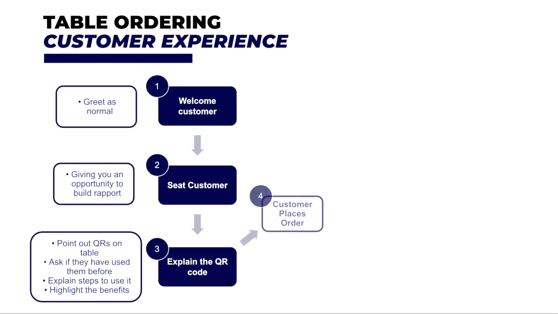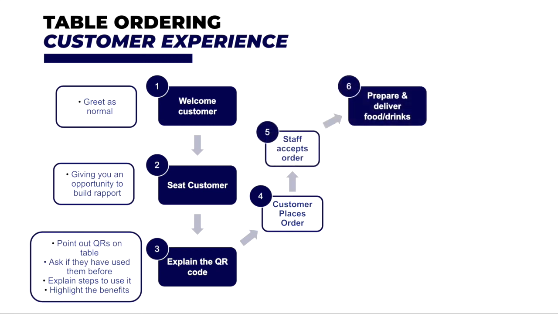Step 4. Your customer places an order using the QR code. Step 5. Your staff will accept the order. Step 6. You'll then prepare and deliver the food or drinks to the customer's table. This is another great opportunity to remind the customer while at the table that they can use the QR code to order again or order more drinks or desserts.